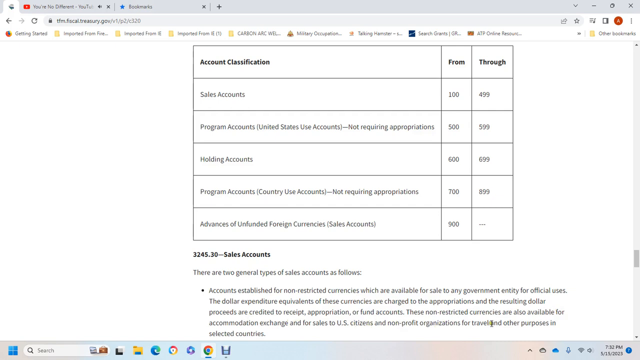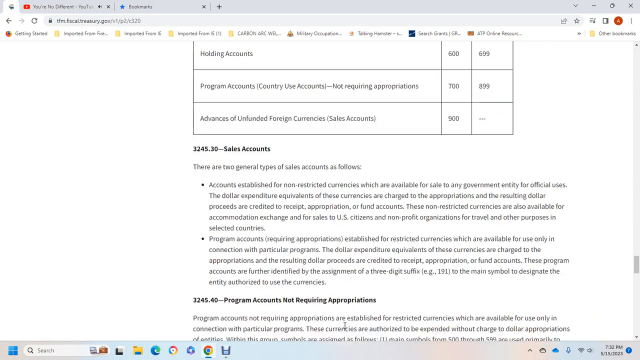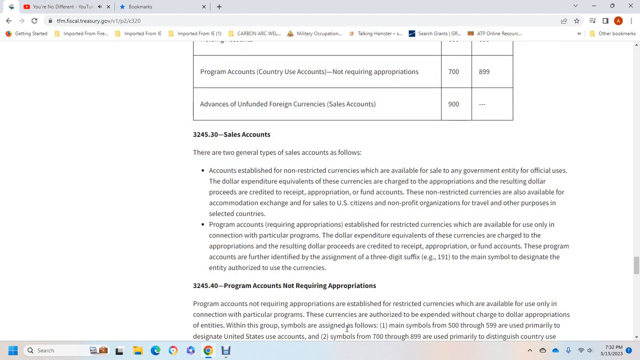citizen non-profit organization travel. The other purpose of the selected country program accounts require operations established restricted currency, which are available to use only in connection with the particular program. The dollar expenditure equivalents for these currencies are charged for the operation, and the resulting dollar proceeds are credited to the receipt operation fund and account. For these program accounts, they are further identified with the assignment of the 3 digit suffix. The main symbol is designated with the entity authorized to use these currency.